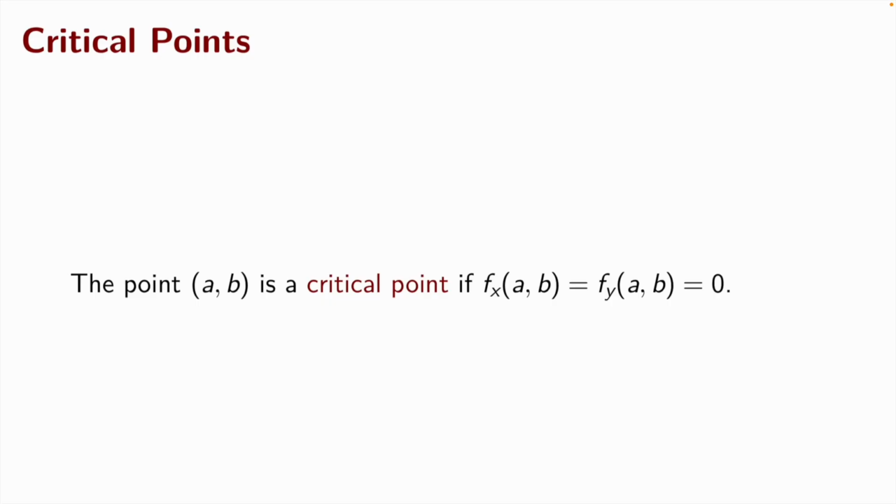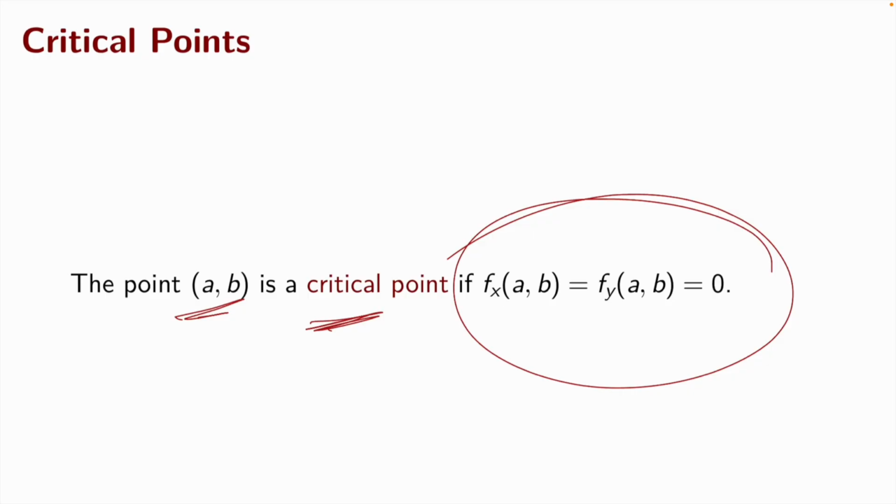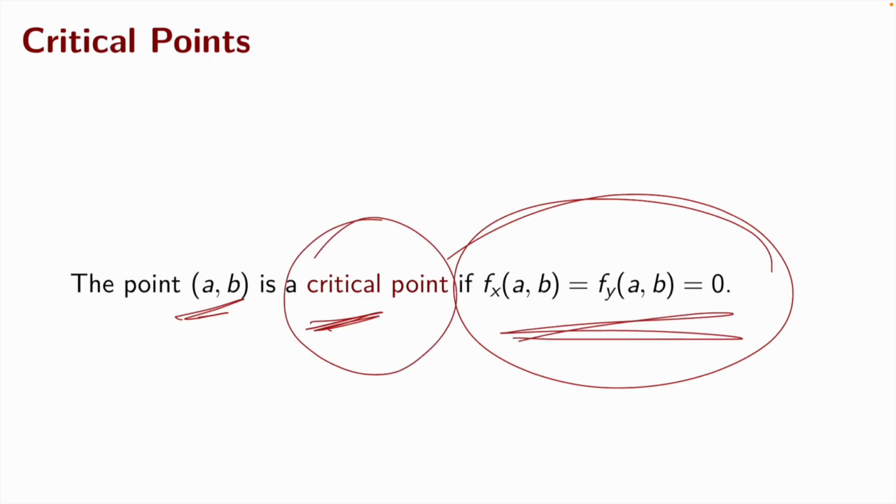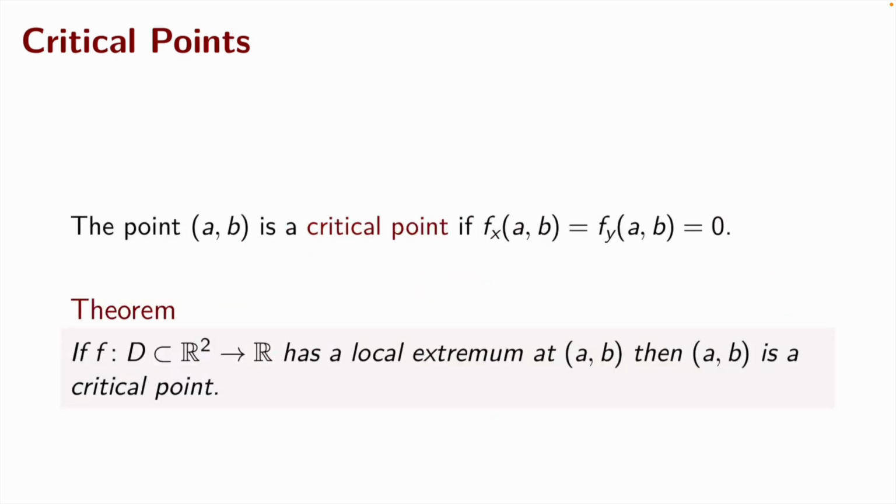We're going to say that a point (a, b) is called critical if the partial derivatives are zero. So remember that for functions of one variable, if the derivative is zero, we can have eventually a maximum or minimum at that point, but not necessarily. Well, this is going to happen in the same way for functions of several variables. So we are going to call a point critical if all the partial derivatives are zero.